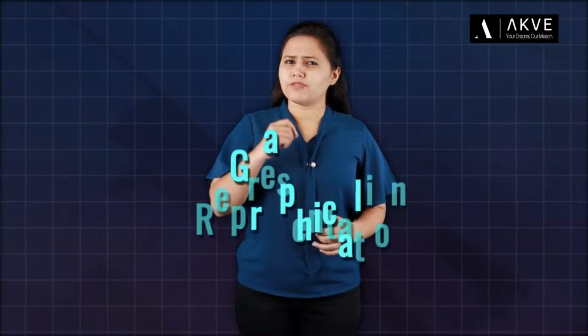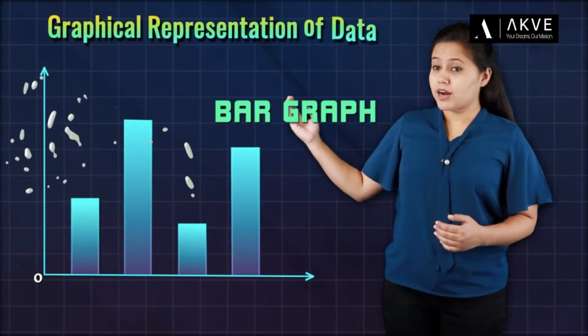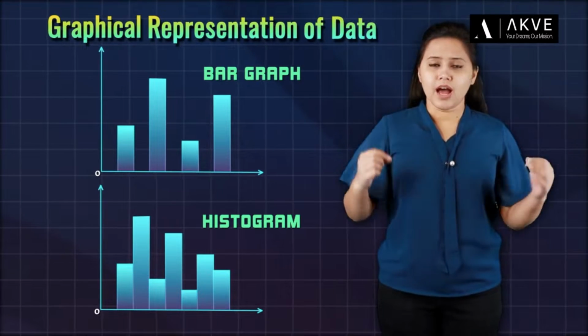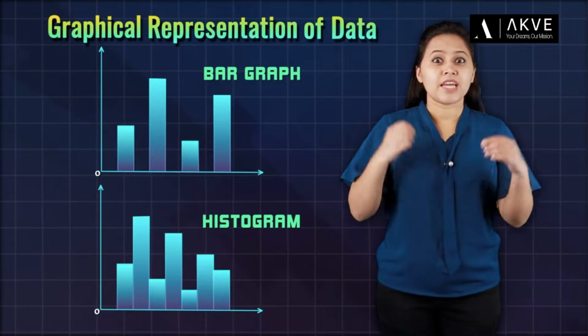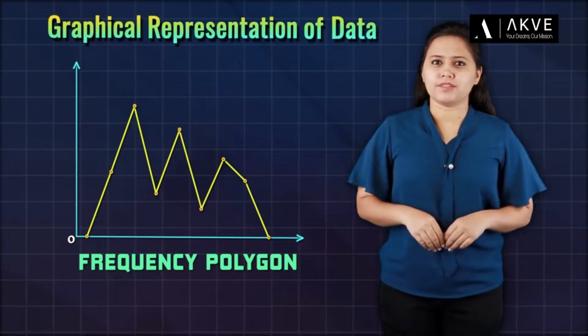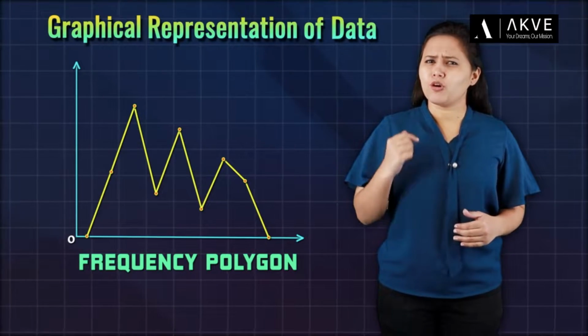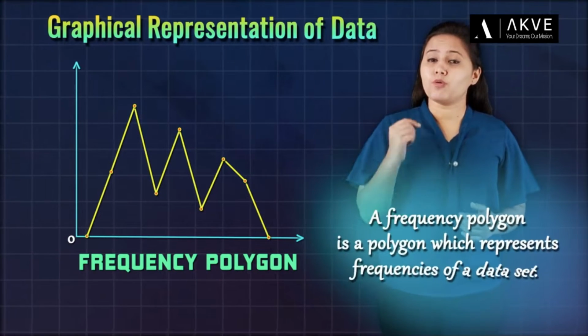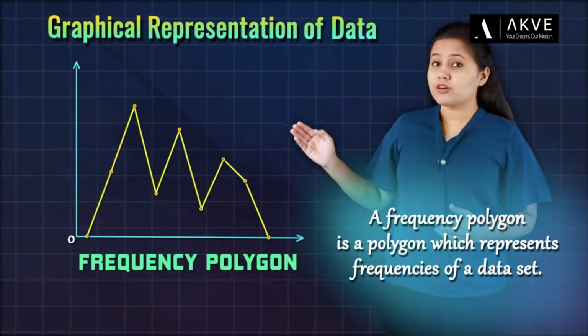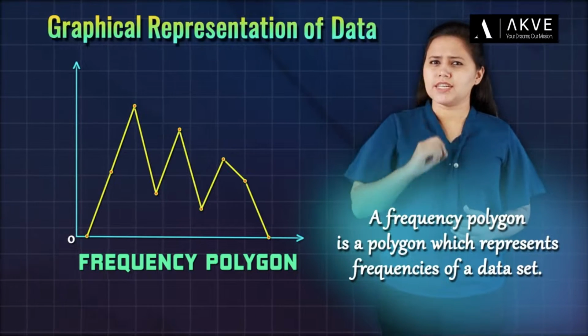So guys, till now you have seen two types of graphical representations, bar graphs and histograms. Now there is yet another way of representing data graphically. It is the frequency polygon. Does it mean the polygon which represents frequencies? Yes, a frequency polygon is a polygon which represents the frequencies of a data set.